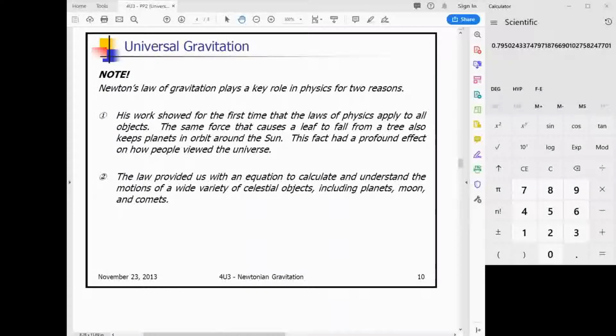Newton's law of gravitation plays a key role in physics for two reasons. First, he showed for the first time that the laws of physics apply to all objects. The same force that causes a leaf to fall from a tree also keeps planets in orbit around the sun. The fact had a profound effect on how people viewed the universe. He also showed that this law provided us with an equation to calculate and understand the motions of a wide variety of celestial objects, including planets, moons, and comets.